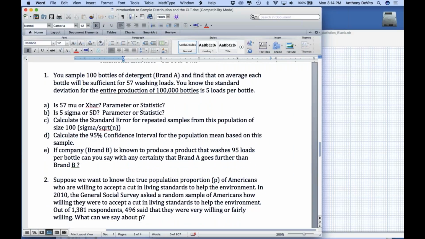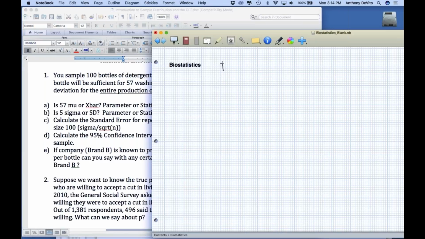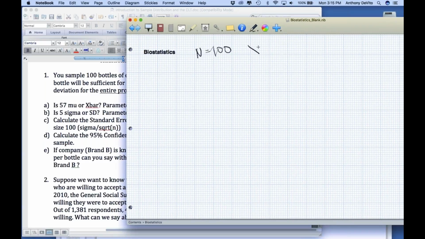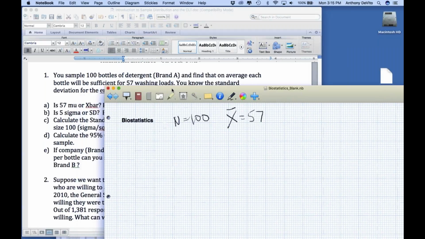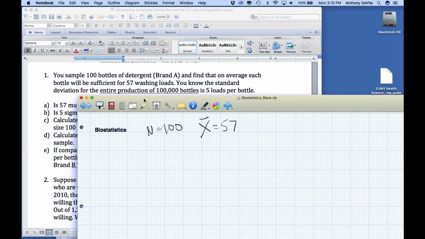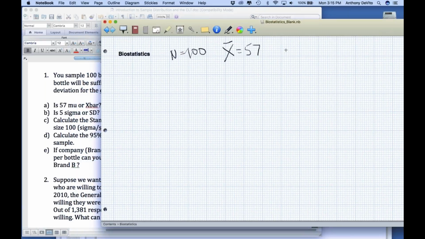Okay, so we sample. So let's see what we have here. What do we know here? We know our sample. We know the size of our sample is 100 bottles, right? So I'm going to put down here n is equal to 100 bottles. The minute I know that, I know we're dealing with a sample. Okay, our average for our sample is 57. That's going to be X bar, not mu, but X bar. Now, our standard deviation for our sample, well, we don't need to know that because we've been given the standard deviation for all of the 100,000 bottles. The whole population is 5 loads per bottle. So that is sigma, is 5.